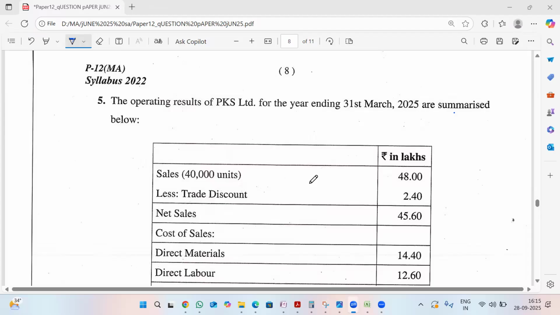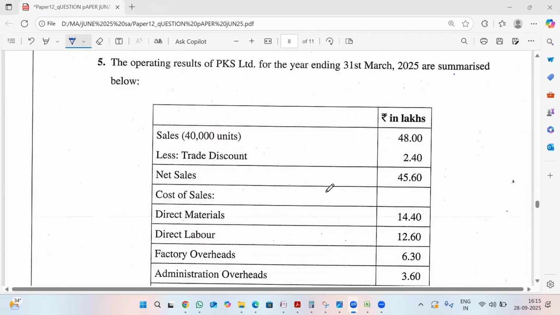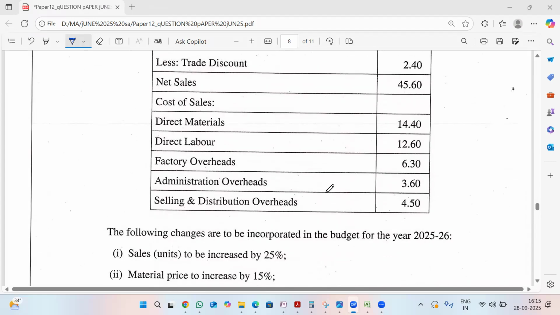Hello everyone. In this video, we are going to discuss question number 5. The operating results of PKS Limited for the year ending 31st March 2025 are summarized below. So, we have sales 40,000 units, 48 rupees, trade discount, net sales, cost of sales, direct materials, direct labor, factory overheads, administrative overheads, selling and distribution overheads.